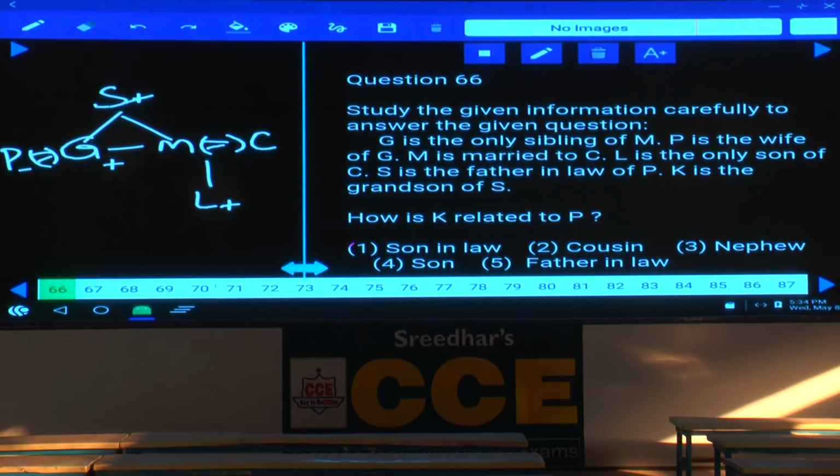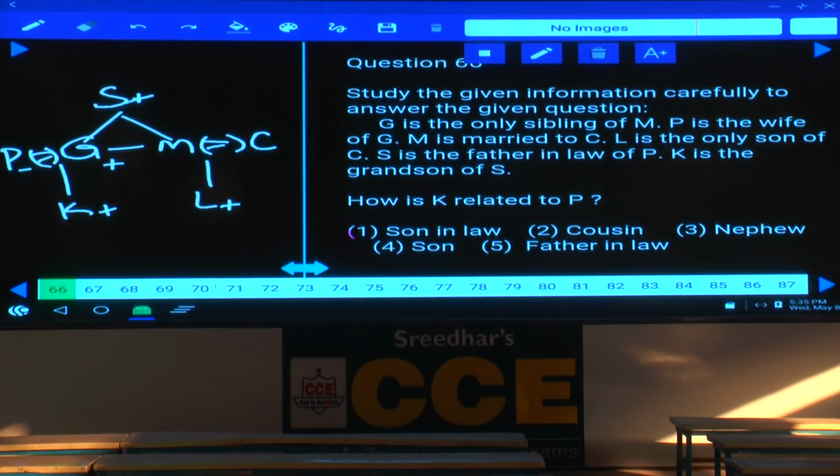K is the grandson of S. As K is the grandson of S, K must be the child of P and G only. Why? Because L is the only son of M, hence here again we cannot have another son. Then how is K related to P? K is the son of P, choice 4.